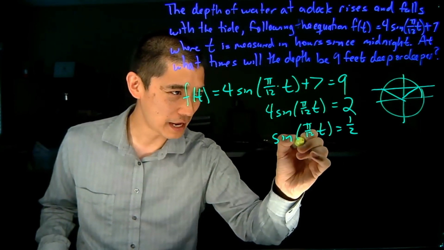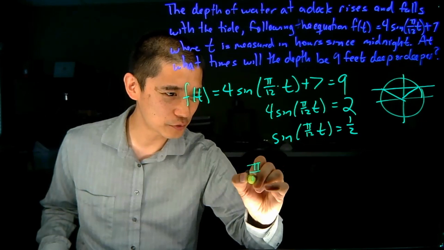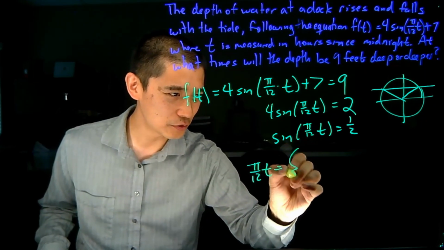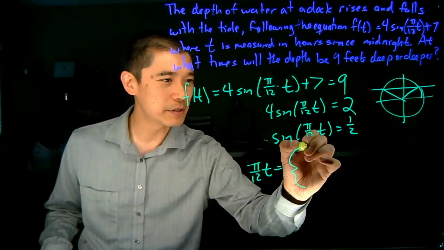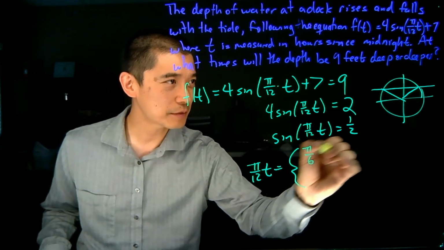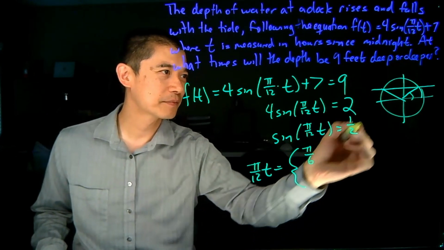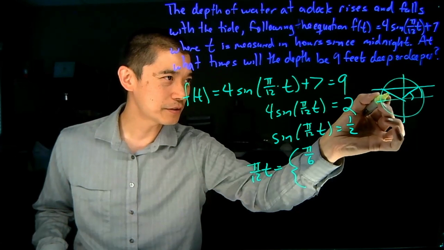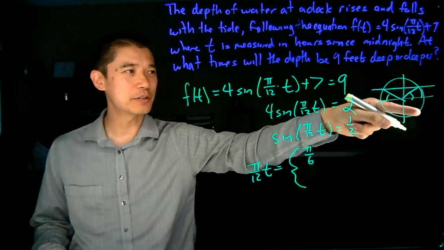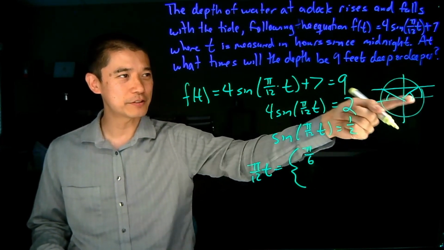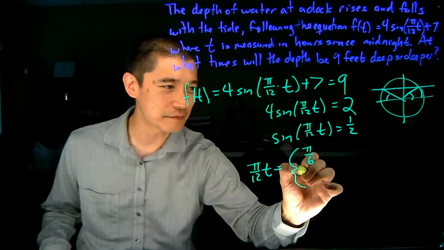So for this angle right here, pi over 12t, there are two possibilities. There's going to be the pi over 6 possibility for this side. Using reference angles, that's going to be pi over 6. And so since from here to here is pi, and that's pi over 6, pi minus the pi over 6 is 5 pi over 6.